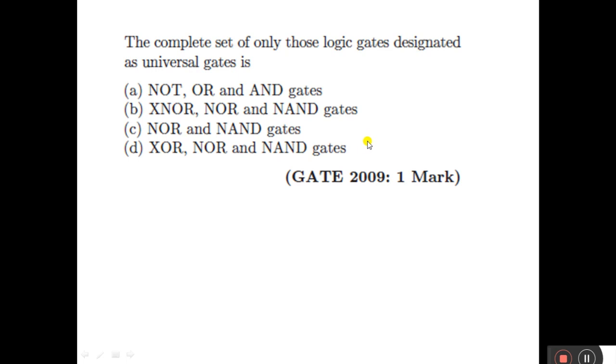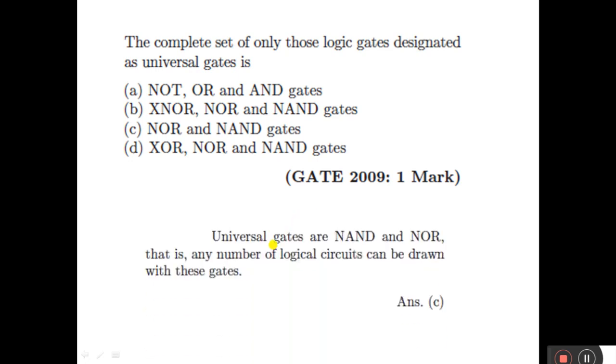Next, a very simple question asked in GATE 2009. The complete set of only those logic gates designated as universal gates. So which gate is called a universal gate? Option A NOT, OR and AND gates. Option B XNOR, NOR and NAND gates. Option C NOR and NAND gates. Option D XOR, NOR and NAND gates. So here the universal gates are NOR and NAND. Why are they called universal gates? With the help of NOR and NAND gates, we can implement any logic gate. So option C is correct.